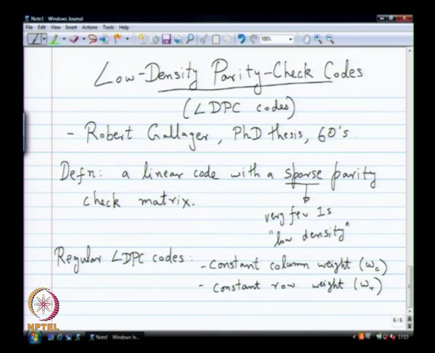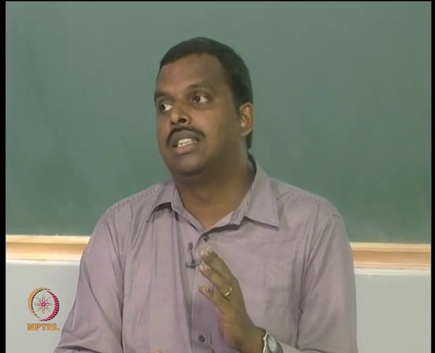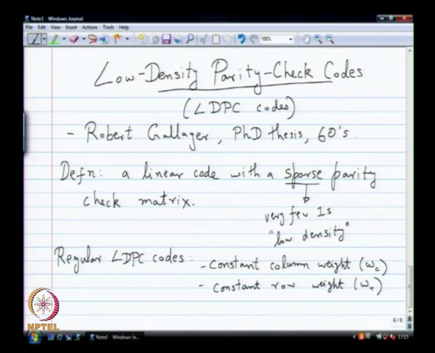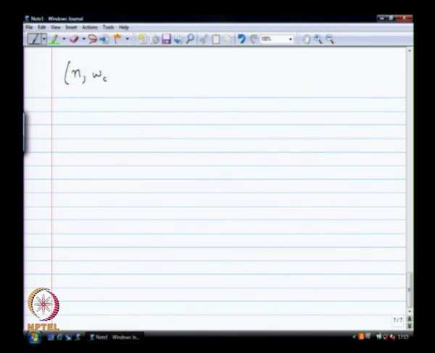LDPC codes are codes which have a sparse parity check matrix. Regular LDPC codes are those codes which have a sparse parity check matrix, and then every column should have the same weight, as in the same number of ones. Every row should also have some other same weight. So same number of ones, WC and WR. You can now define what is known as an (N, WC, WR) regular ensemble of LDPC codes. I can call it a set, but ensemble sounds a little bit more grand. So it's good to use these terms.